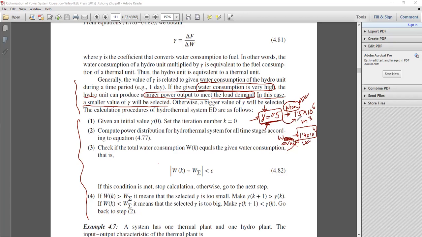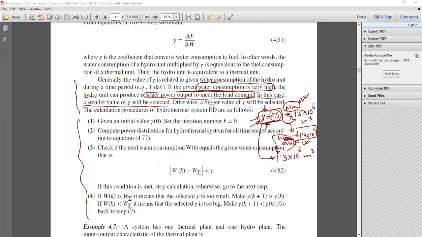So that means now these values are not matching, so we have to play with this gamma, we have to update this gamma. Similar case, if let's say for example, instead of 1.5 into 10 to the power 6, we found 1.3 into 10 to the power 6 meter cube, which is also not equal to the water available. So in this case also we have to update this value of gamma.